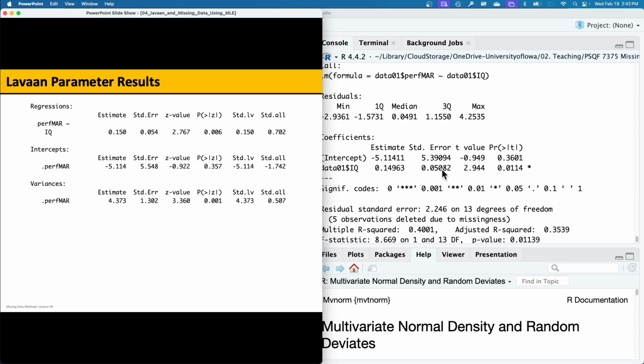Is that because ML is using just n instead of n minus 1? Yeah, the standard error. So there are several reasons.